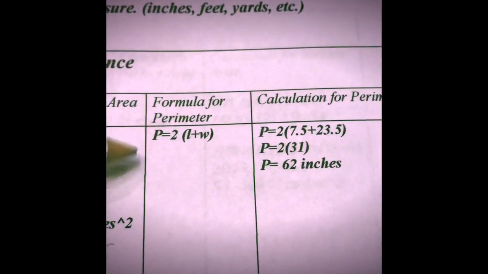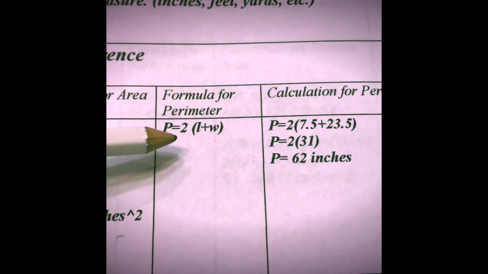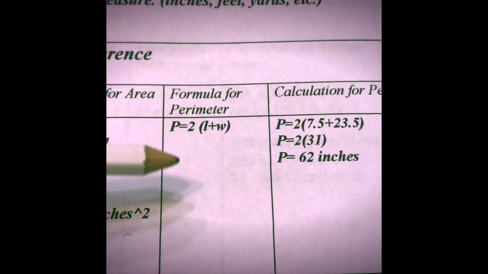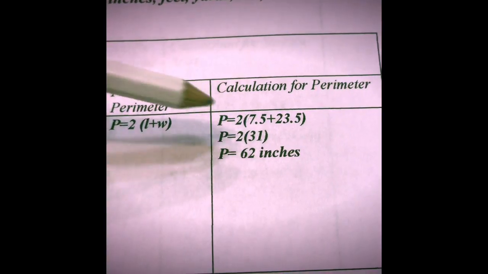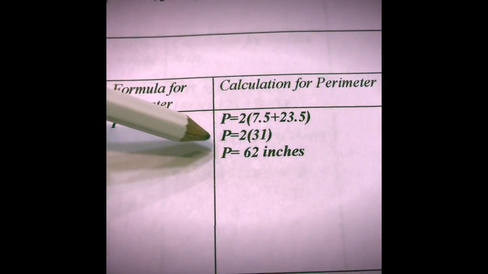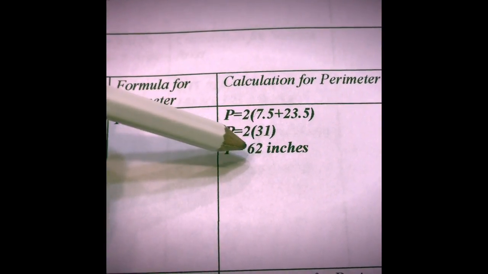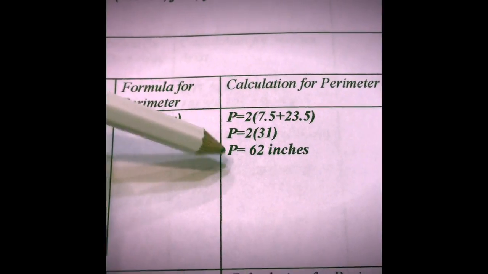Formula for perimeter is 2 times the length plus the width, which we have 2 times 7.5 plus 23.5. P equals 2 times 31, which gives us 62 inches.